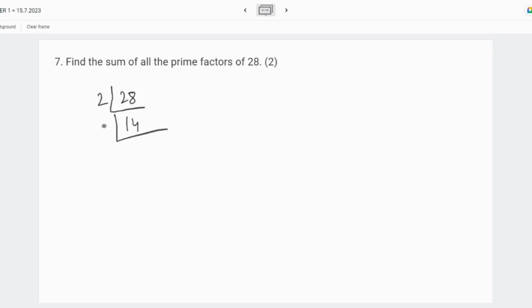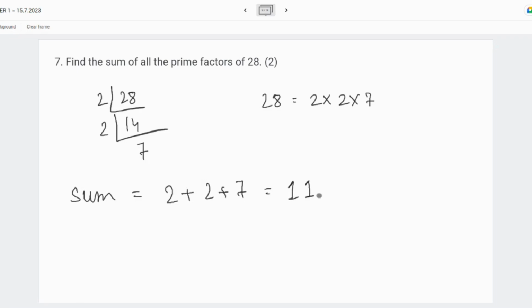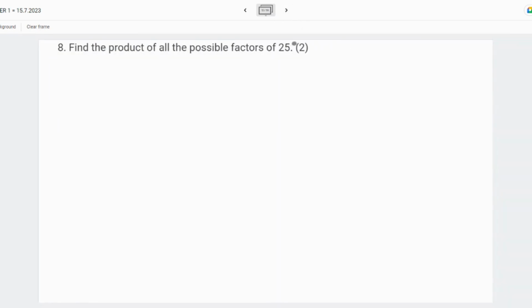So we will simply divide 28 with 2 because 28 is an even number and 2 is the smallest prime number. So we're dividing 28 with 2. We get 14. 14 is also an even number. We will divide it with 2. We get 7. So 28 equals 2 into 2 into 7, right? Product of these 3 digits. If we add them up, the sum of all the prime factors, 2 plus 2 plus 7 is 11. This is our answer.